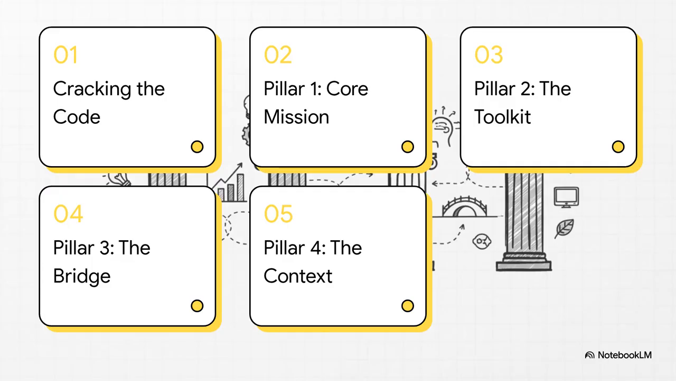So here's our game plan. We're going to crack the code by reorganizing those 10 units into 4 simple, logical pillars. We have Pillar 1, the core mission. Pillar 2 is your reasoning toolkit. Then Pillar 3, the communication bridge. And finally, Pillar 4, the modern context. Trust me, this framework is going to completely change how you look at Paper I.